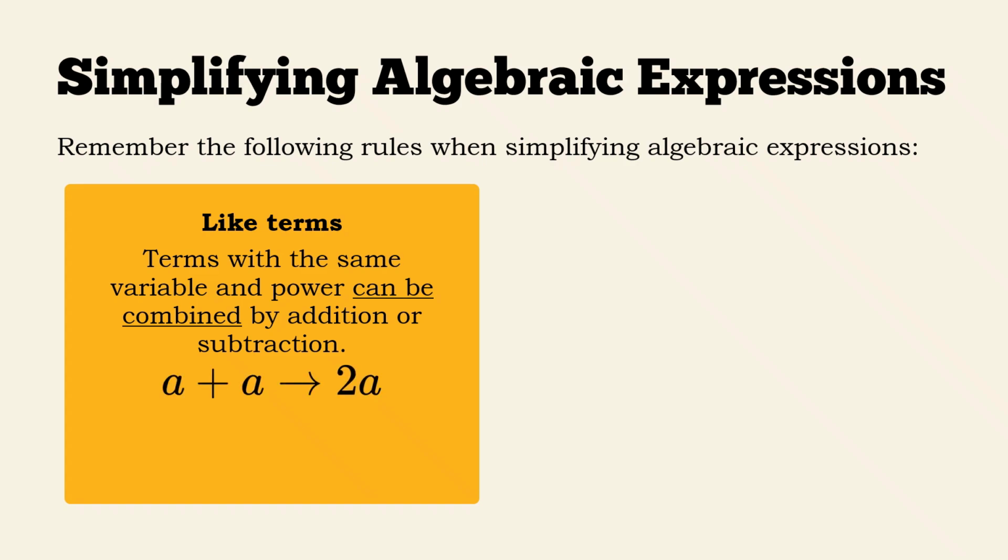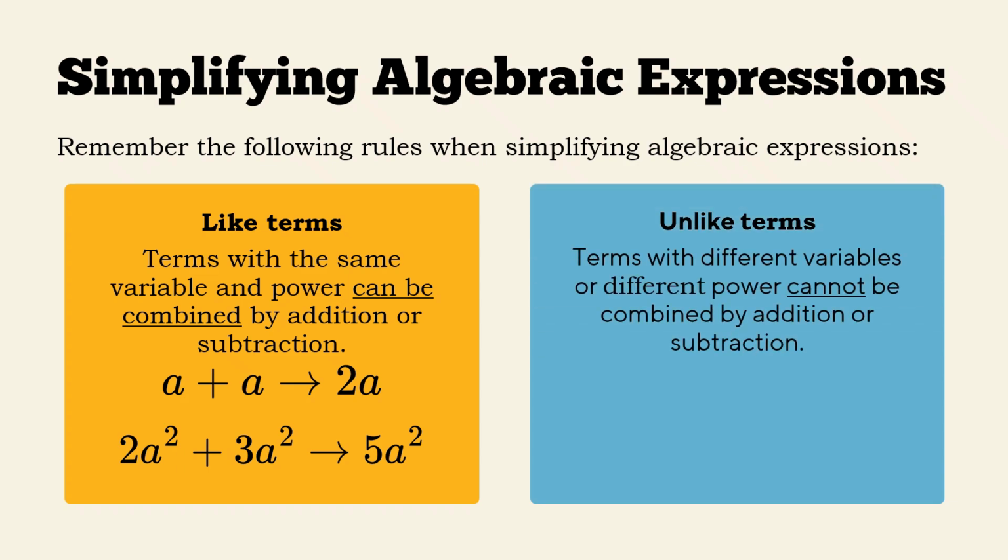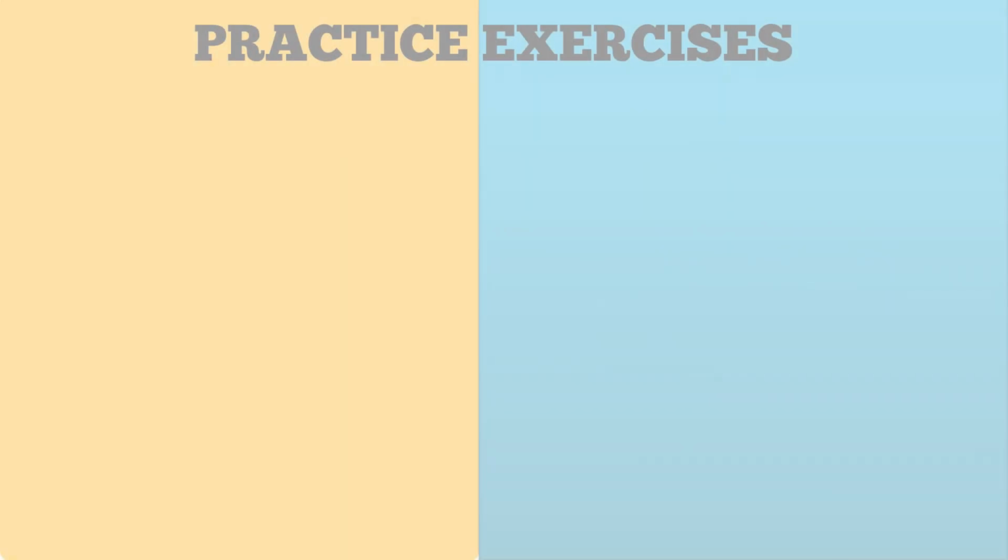For example, a plus a is equal to 2a. 2a squared plus 3a squared is equal to 5a squared. Unlike terms are terms with different variables or different power and cannot be combined by addition or subtraction. For example, a plus a squared plus b squared plus c. Only like terms can be combined, and recognizing the difference will help you simplify expressions correctly and avoid common mistakes.